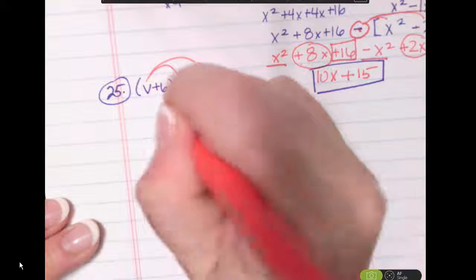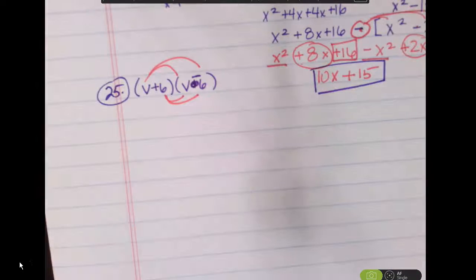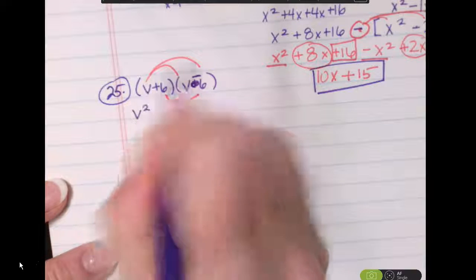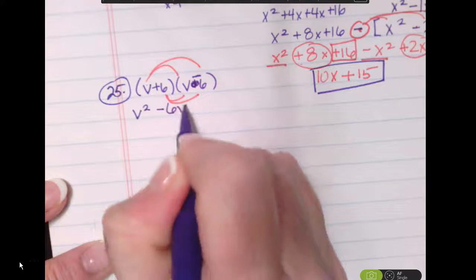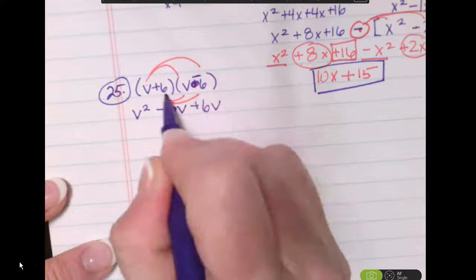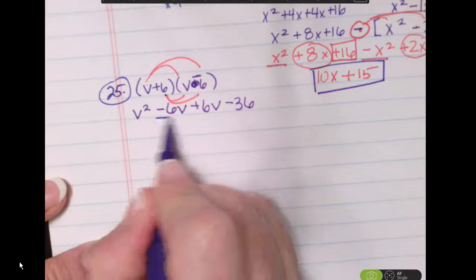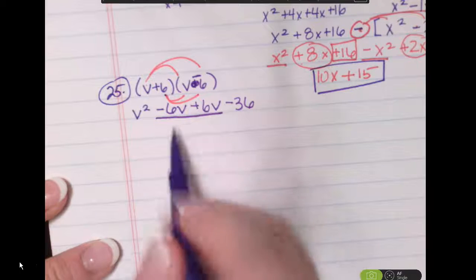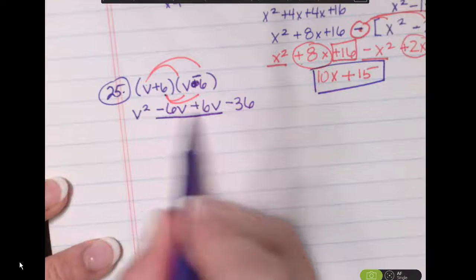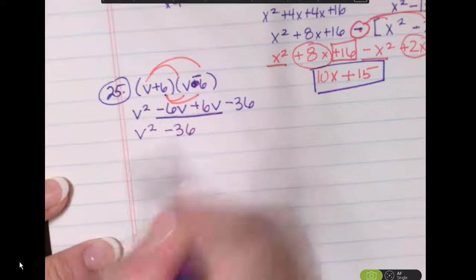Whenever you have the same things in your binomials, but one has a plus and one has a minus, what you're going to notice is v times negative 6 is minus 6v, plus 6 times v is plus 6v, plus 6 times minus 6 is minus 36. When you have that pattern, your middle terms, minus 6 and plus 6, equal 0, so they kind of drop out.